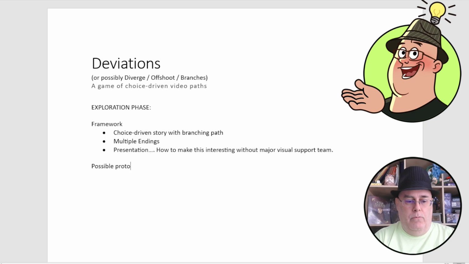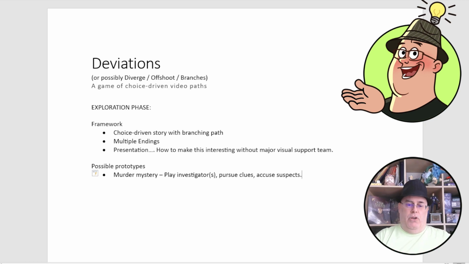So I'll call this possible prototypes. So for example, I thought of maybe a murder mystery where you play different investigators, pursue clues, accuse suspects. And if you get to the end and you accuse someone correctly, that is a successful ending. If you accuse incorrectly, the game is over, but it is a failed ending. So that's one possibility.